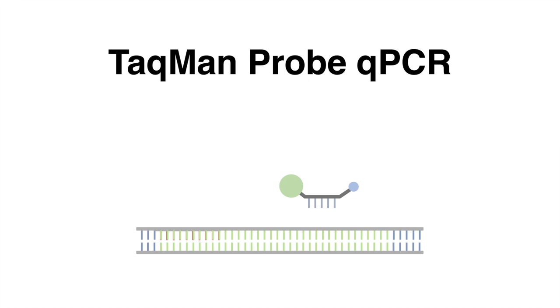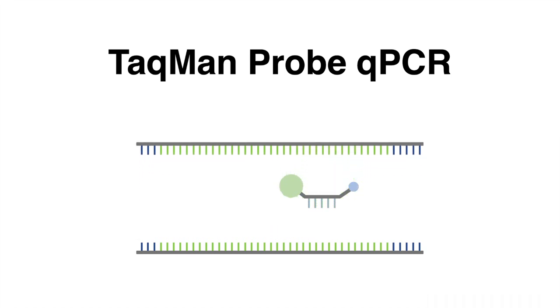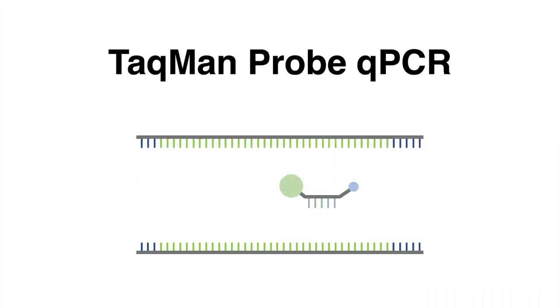In the TaqMan assay, short DNA probes are provided, which are attached to a fluorescent reporter at the 5' end. The reporter activity is suppressed by the 3' quencher as long as they are in near proximity. The strands separate in the denaturation step.